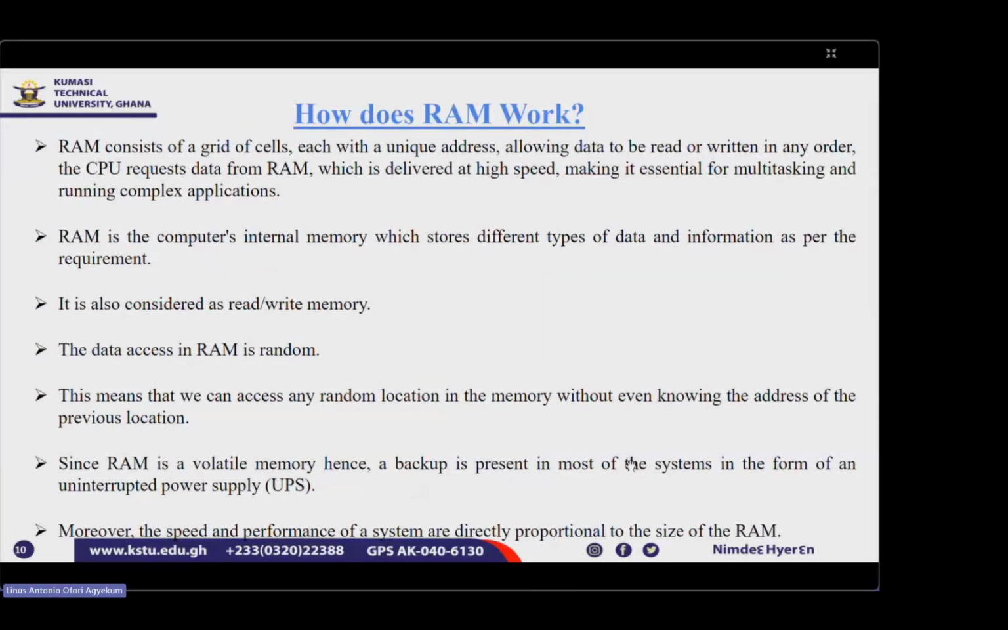Any question before we look at how the random access memory works? Any question? Okay. Since there is no question, let's progress.